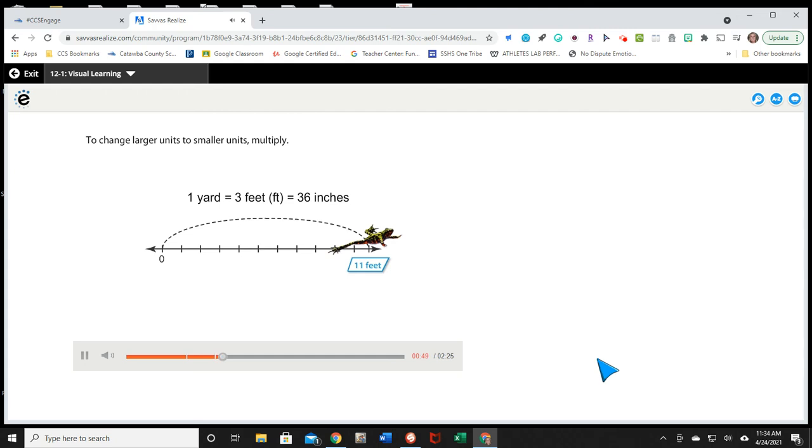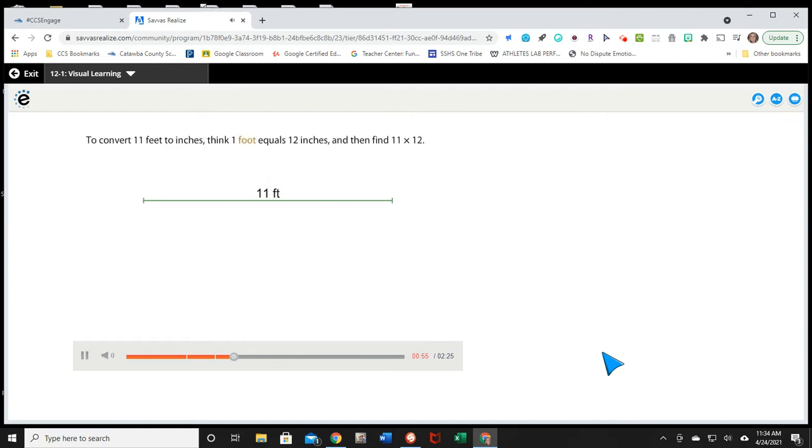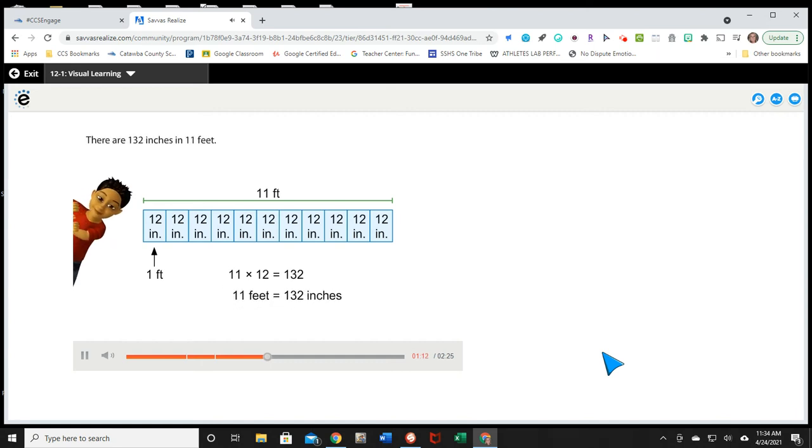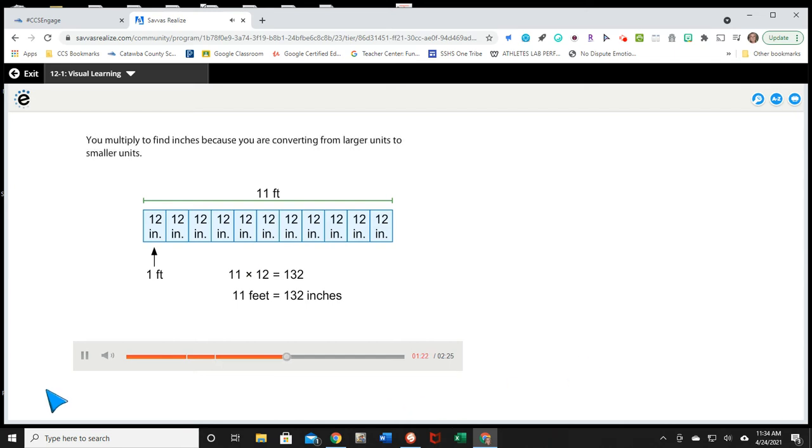To change larger units to smaller units, multiply. To convert 11 feet to inches, think 1 foot equals 12 inches, and then find 11 times 12. What is the product? There are 132 inches in 11 feet. Why did you multiply to find inches? You multiply to find inches because you are converting from larger units to smaller units. And if you notice, it takes many more of the smaller inches to equal the same amount as a foot, right?